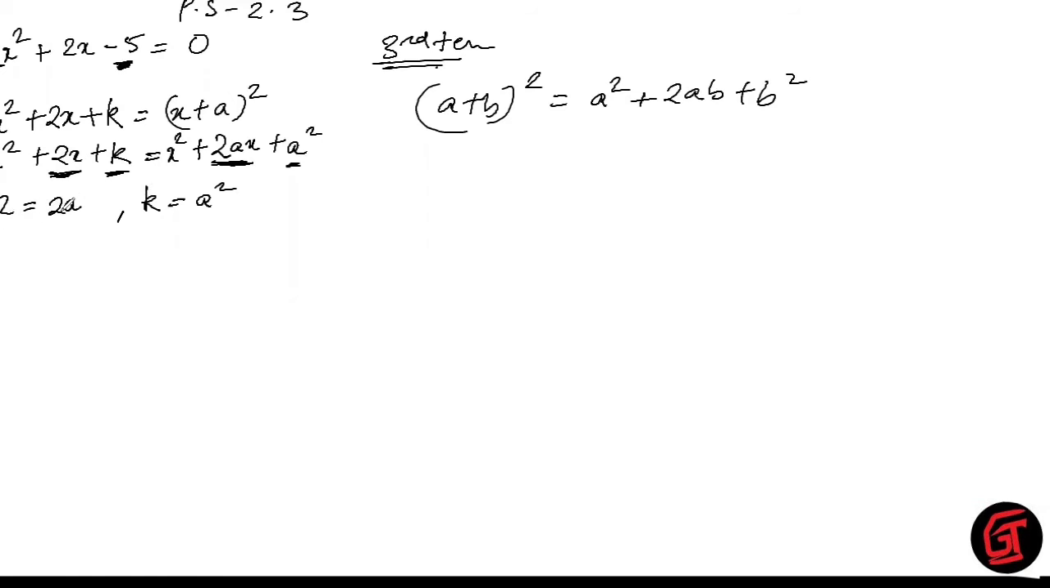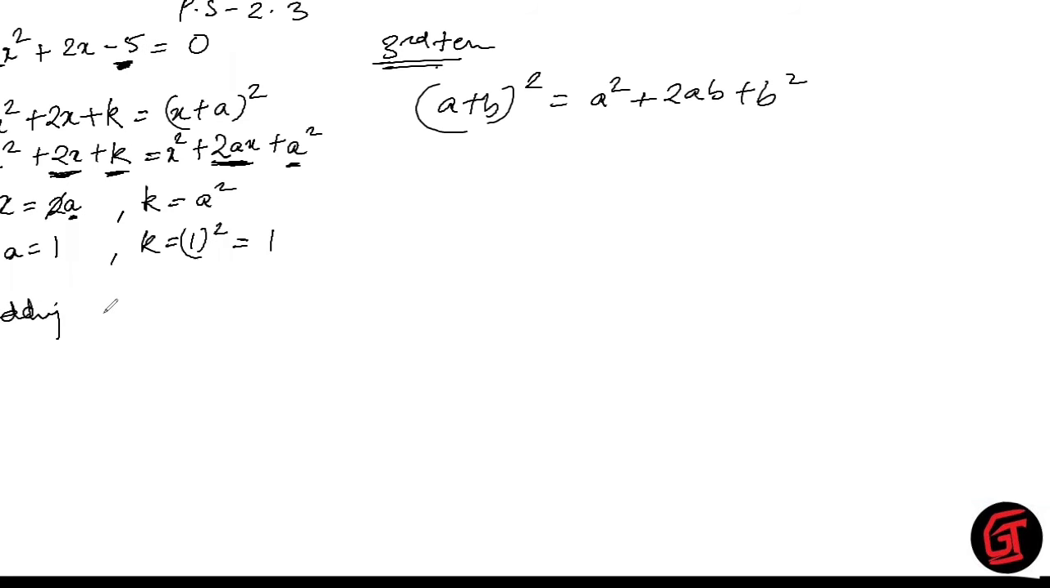Now 2 is equal to 2a. So 2 and 2 get cut, and a is equal to 1. Now if a is equal to 1, k will be equal to 1 square, because we already got a as 1. So k is equal to 1. Now we equate our old third term. What was the old third term? Minus 5.